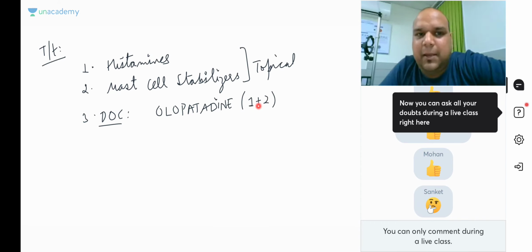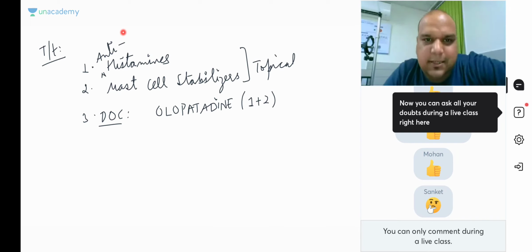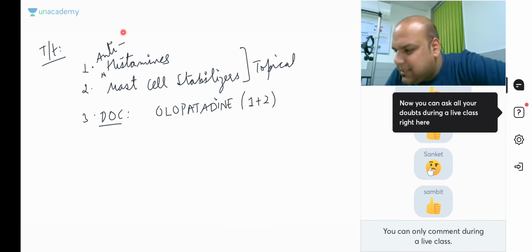Olopatadine is a mixed, not histamine, sorry, antihistamines. My mistake. Thank you, Sanjay, for giving me the sign. I'm so sorry, I just said it in the quickness of my completion. Antihistamines and mast cell stabilizers. So olopatadine is an antihistamine along with being a mast cell stabilizer, and that is the drug of choice. Okay, everybody? Or you can give any of the others: ketotifen, azelastine, epinastine, alcaftadine. Any of those can be given.